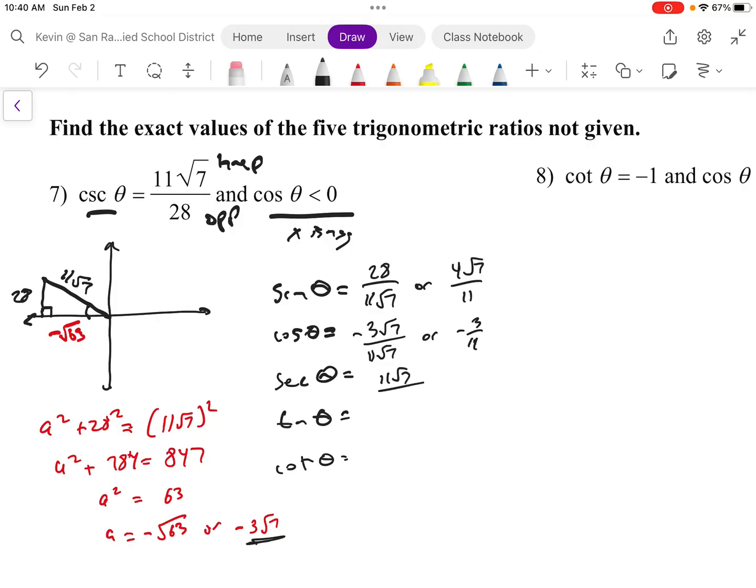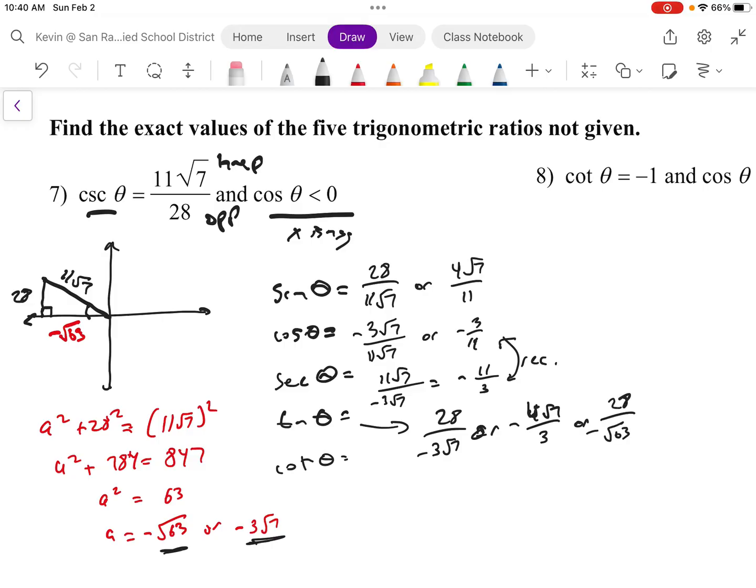Secant is going to be the reciprocal of that, so 11 root 7 over negative 3 root 7, so it's going to be negative 11. Okay, right? It's reciprocal. Tangent is going to be 28 over negative 3 root 7, opposite over adjacent. Or if you reduce that down, it would be negative 4 root 7 over 3.